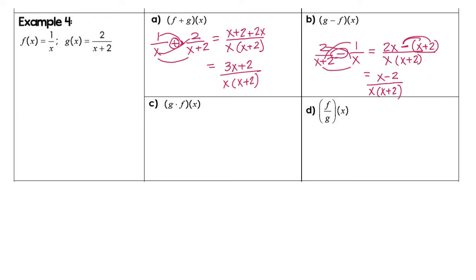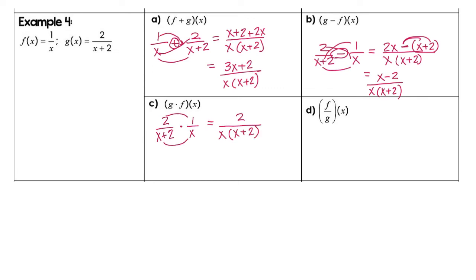Moving to the next part, we have multiplication here. And notice it is g of x times f of x. So I'm going to have 2 over x plus 2 times f of x, which is 1 over x. And when we multiply fractions, we can multiply across the top and then across the bottom. And we don't have to distribute any of this out. We're just going to write it side by side.